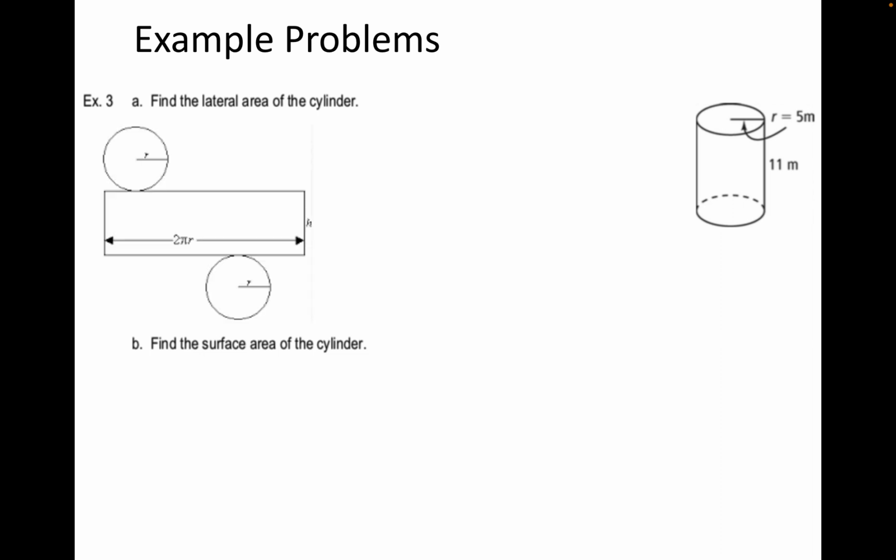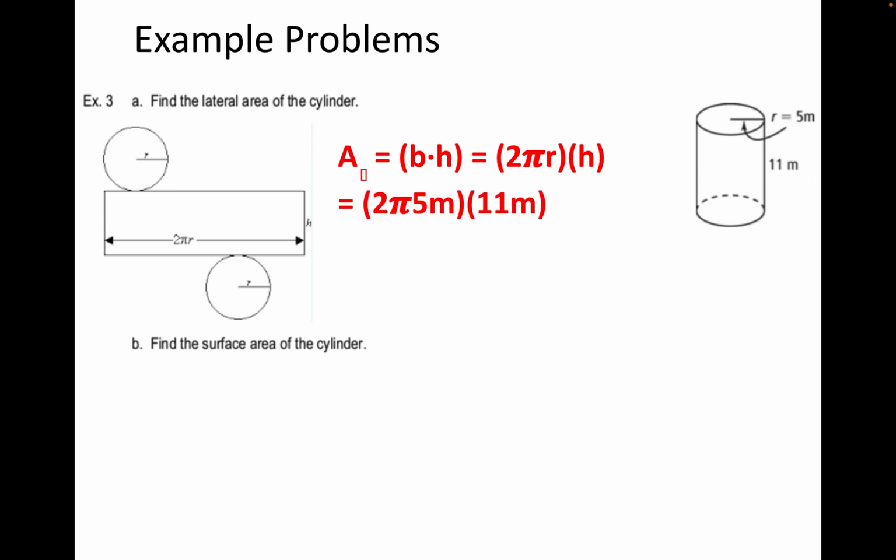All right, problem number 3 is asking us to find the lateral area of the cylinder. So let's draw a little net of the cylinder like the one I just took from the previous page. And right there is going to be my lateral area. The lateral area is everything except the bases. So the area is the base times the height. It's just a rectangle, and in this case, that would be 2 pi r times the height.